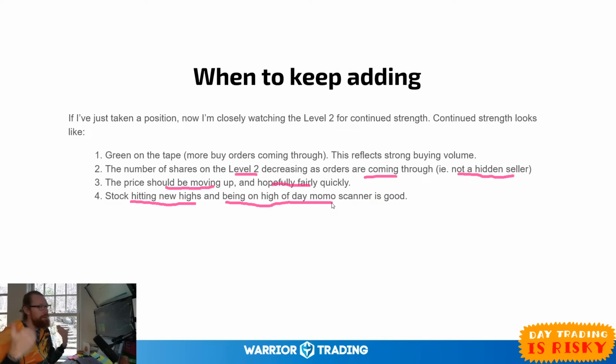So if I see all of that, green on the tape, number of shares on level 2 decreasing, the price moving up, the stock hitting new highs, then I'm going to be watching any of those momentary dips to continue adding.